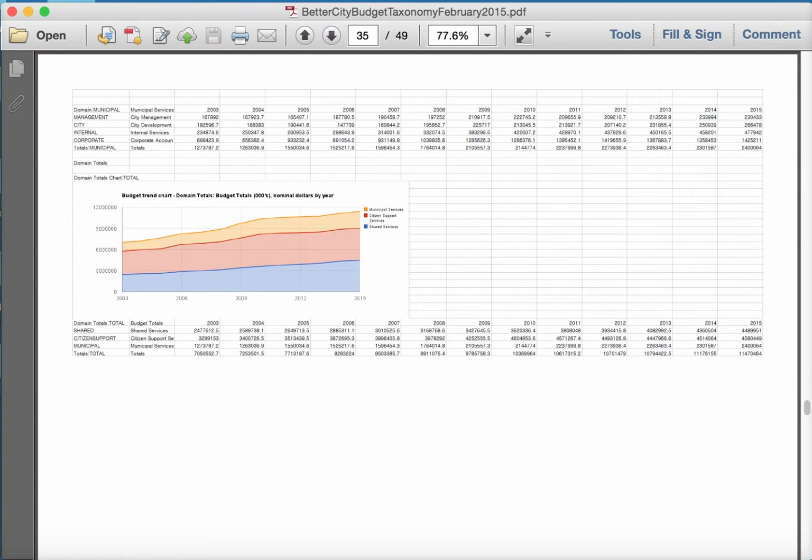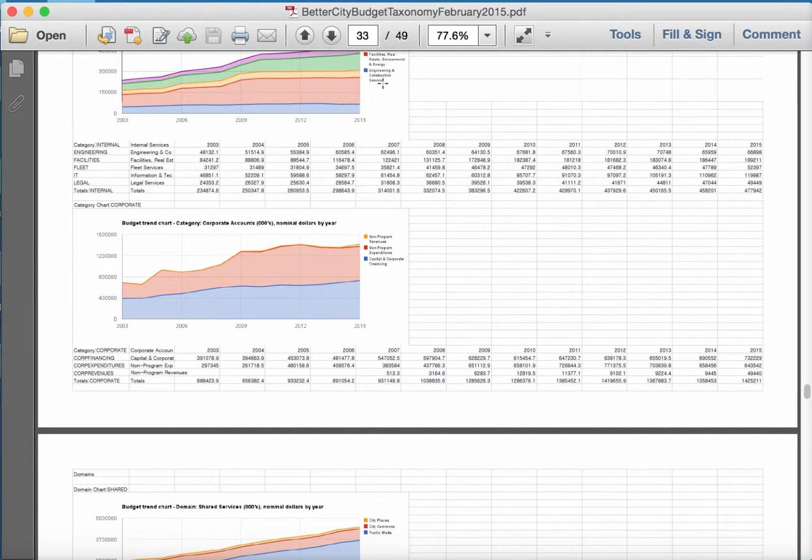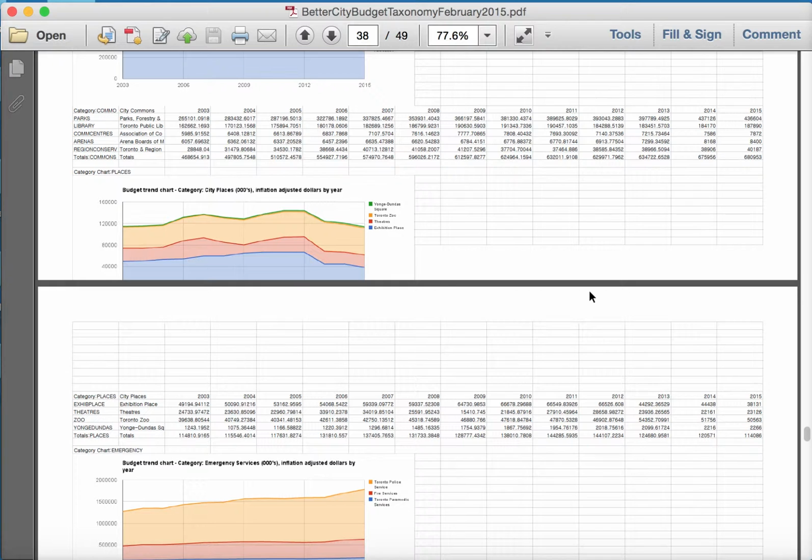The report also contains time series, so the same information is available from 2003 to 2015. In this case, we're looking at information that is adjusted for inflation. You can see again the same public works category, this time with a time series that goes all the way from 2003 to 2015. So that is another perspective that is available by reading this report.